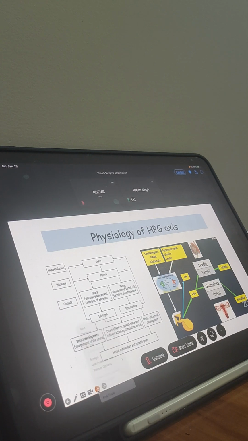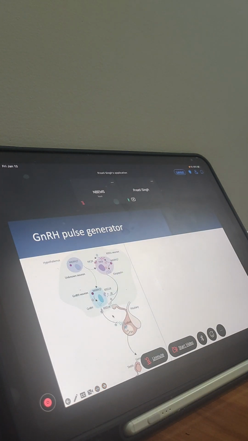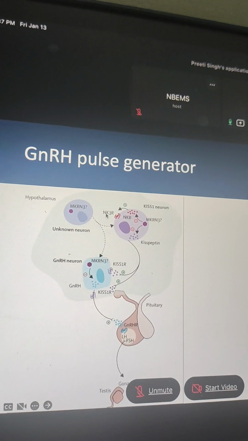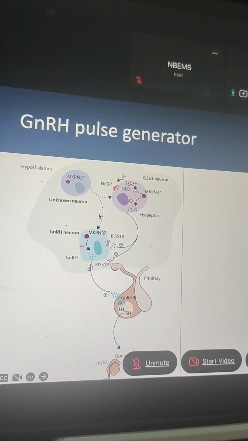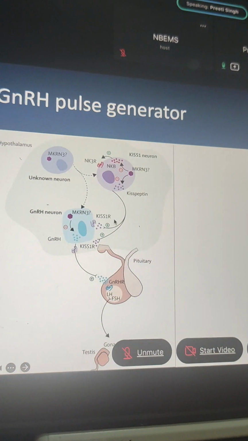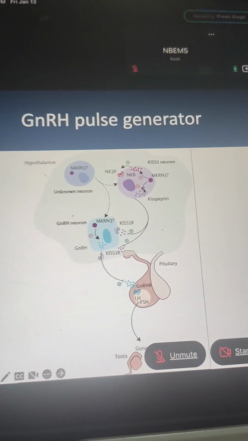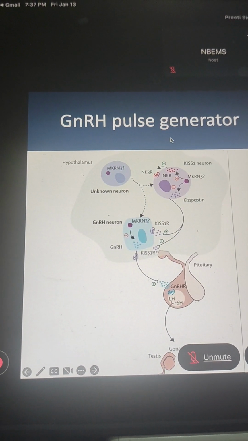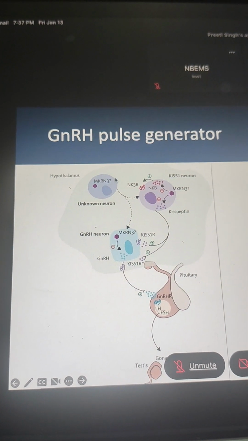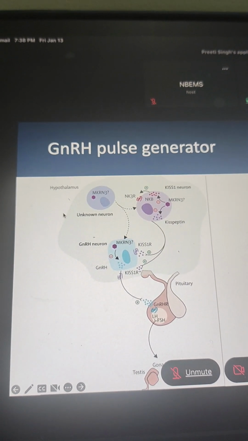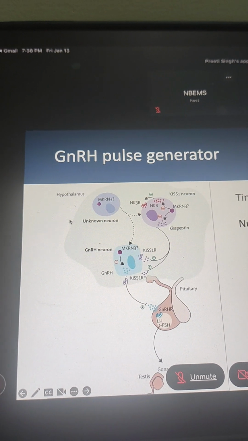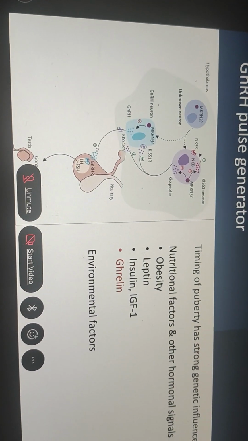Now, what is this GnRH pulse generator? A small brief overview on this pulse generator, because this is the important part that we need to understand, that it is the regulator of puberty in our body, right? So when this GnRH pulse generator gets activated, and there are a lot of peripheral as well as central stimulators that lead to the activation of the GnRH pulse generator.